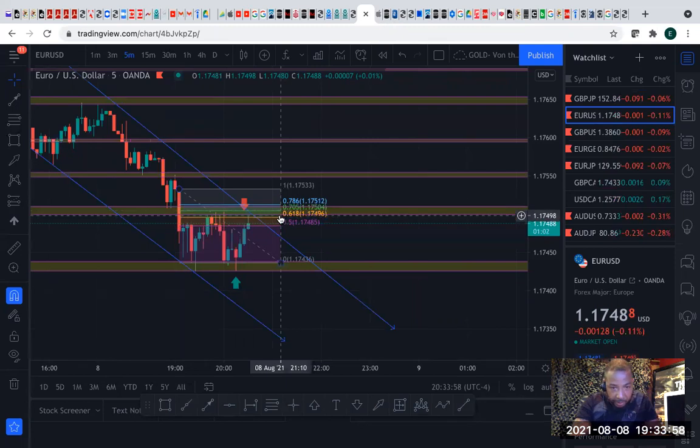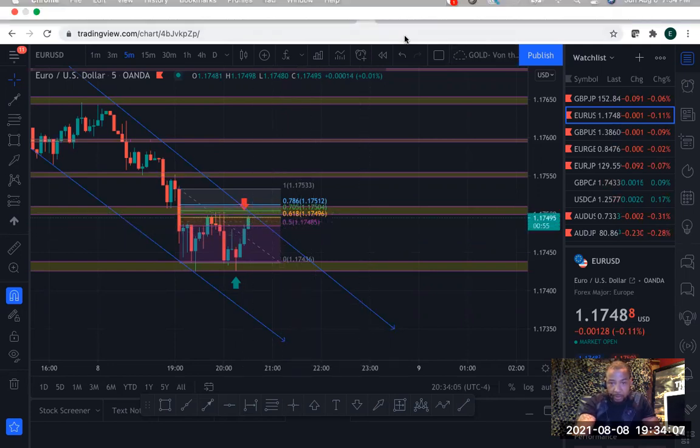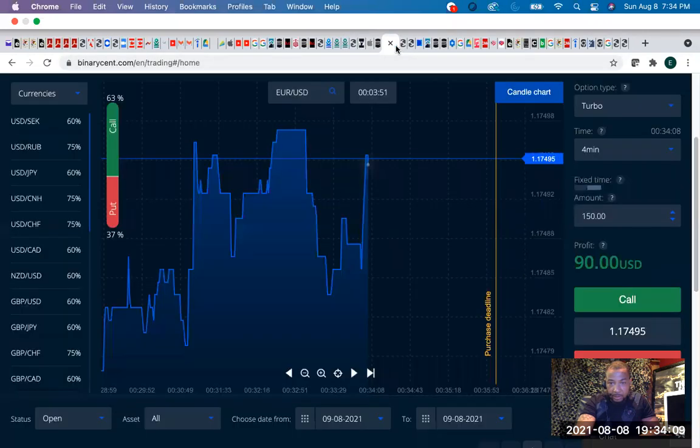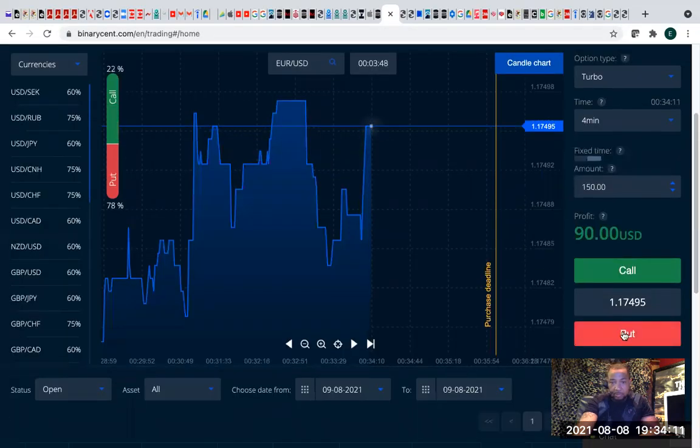So you can see it came right there. It came close to where I wanted to get in at, and it's basically doing what I predicted, which is to drop down. Let's watch and see what it does. It's trying to come back up. Let's see if we get that 501 special.